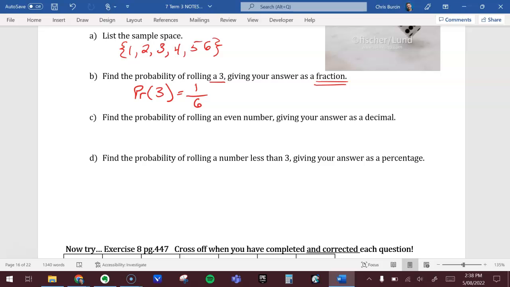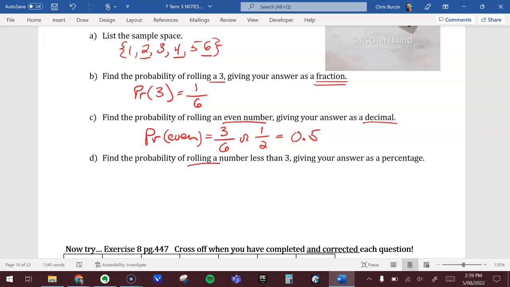Now we want the probability of rolling an even number, and we want to give our answer as a decimal. Don't forget to look at how we want to give the answer. So the even numbers here are 2, 4, and 6. So our probability of rolling, I'll put a word in here, even, equals, we've got 3 out of the total of 6 chance, or if you want to reduce that to a half, that makes it really easy to see as a decimal. We know that 1/2 is 0.5.